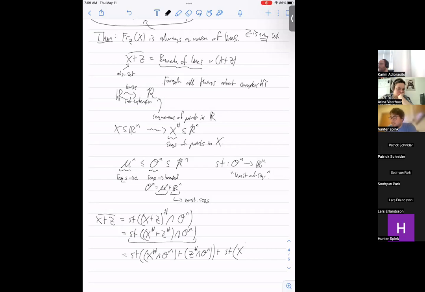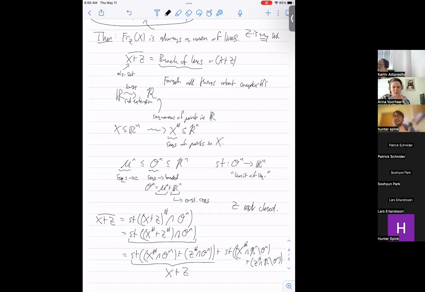So maybe I will write this as X sharp intersect R^n minus O^n plus Z sharp intersect R^n minus O^n. If I add a bounded sequence in X to a bounded sequence in Z, this just recovers X plus Z. Oh, I need Z closed. My apologies. Z is closed. Because X is closed and Z is closed, you get X plus Z.